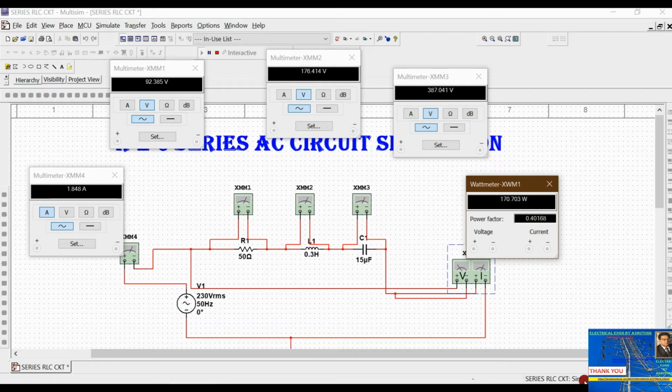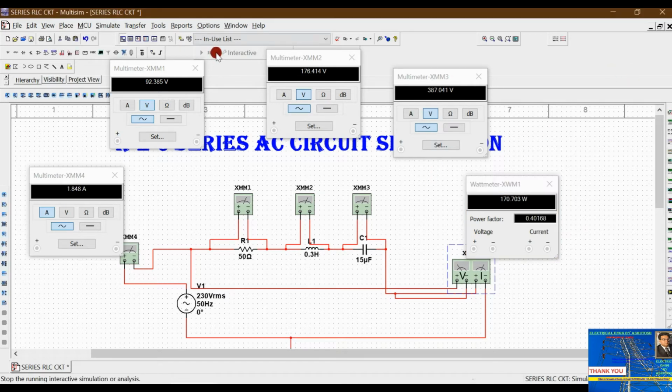If you can calculate quickly, please verify this. Can you calculate? You know the formula, you can do it. See what came: I equal to V by Z. What will be the Z? Calculate VR. First write the complex impedance, R plus jX. What will be your complex impedance? Z equal to R plus j in bracket XL minus XC.